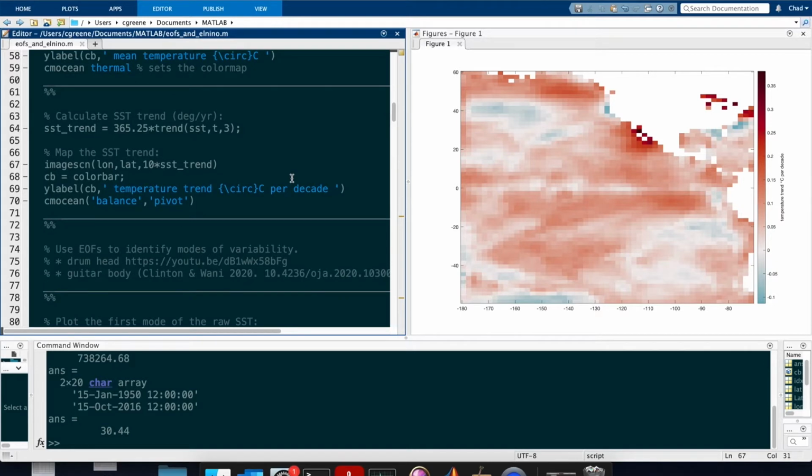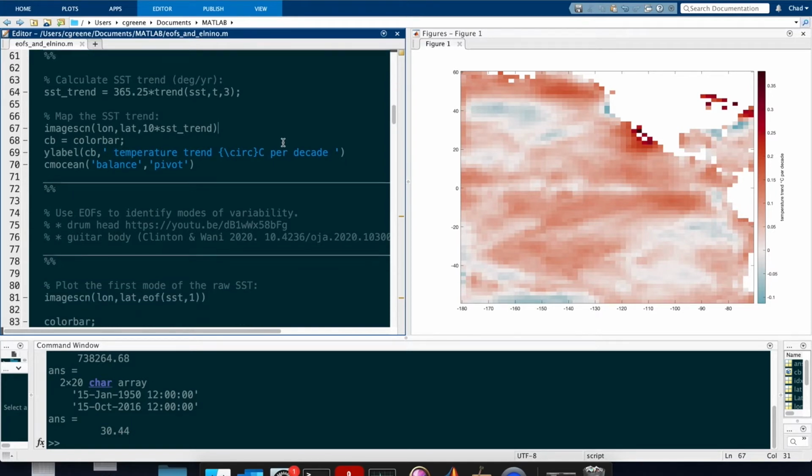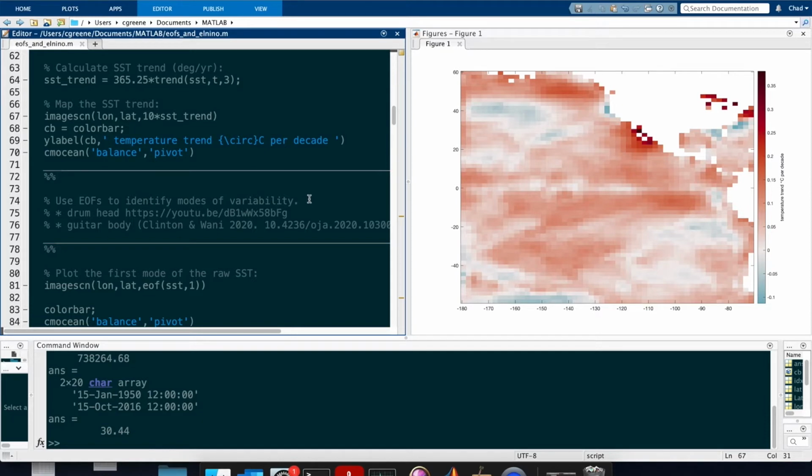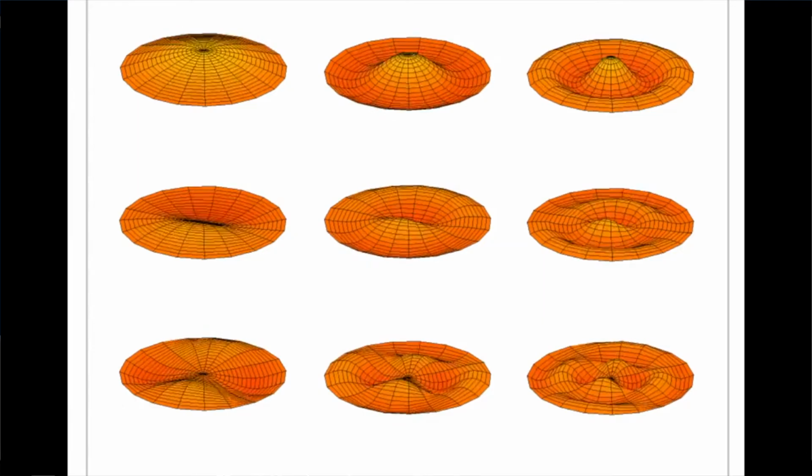Now, we want to go a little bit further than just means and trends with empirical orthogonal functions. So that's the topic we're going to delve into now. EOFs are a way of identifying the modes of variability of a system. For example, we might look at the modes of a drumhead.